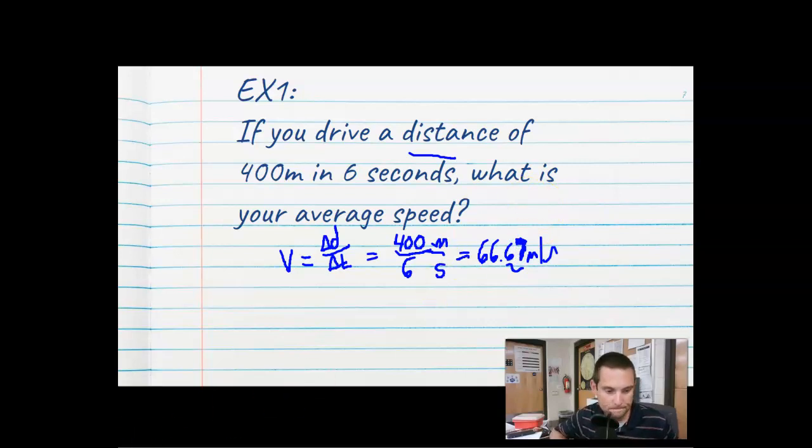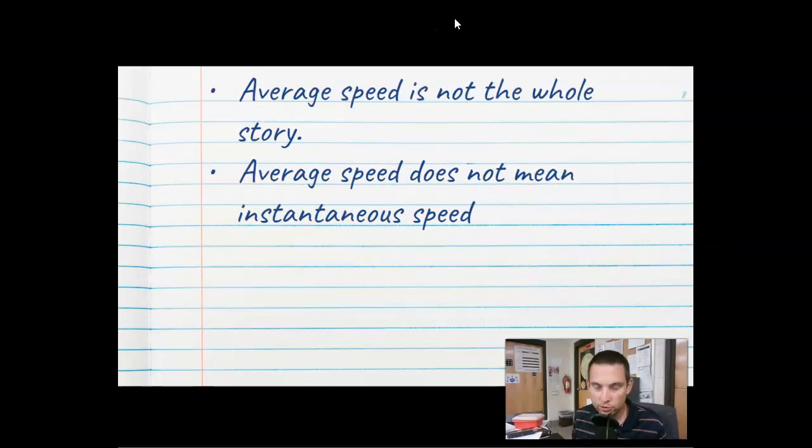Okay. Average speed is not the whole story. Average speed does not mean instantaneous speed. Instantaneous speed happens at an exact time. Meanwhile, an average speed is the total distance over the total time. So your car, when you're looking at how fast you're going, that's not your average speed. That is your instantaneous speed. If your car's speedometer says 70 miles an hour, then you are moving at that moment 70 miles an hour. As soon as it changes, then your speed changes also.